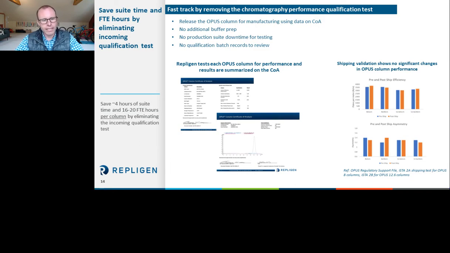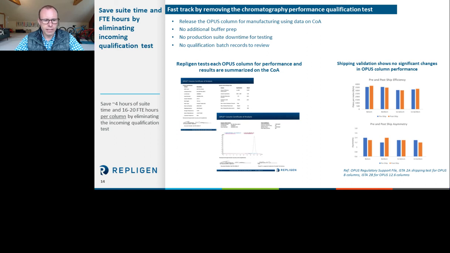And so why is this significant? In addition to making sure that the columns work when they arrive, there's significant time savings for the customer if they can justify simply releasing the column on C of A. So because we test every single column that we pack, and every single column has a unique C of A, the columns can easily be released using a certificate of analysis with little to no worry about packed bed stability in transit. And so shipping validation is something that we have studied time and time and again. There are some results on the right. Packed bed stability is not a challenge with transit.